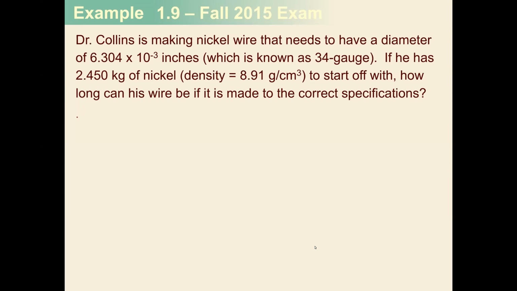So let's go back to an exam question that I had back in the fall of 2015. This is one of the more difficult unit cancellation problems and problem solving problems that you're going to have for the semester. I want to make nickel wire, and it needs to have a certain diameter of 6.304 times 10 to the minus third inches. We call this 34 gauge. If I have 2.450 kilograms of nickel, and I give its density, how long can I make this into a wire?